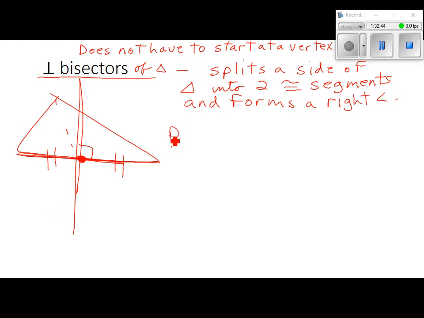Next, point of concurrency for perpendicular bisectors. Circumcenter. Everybody agree with that?